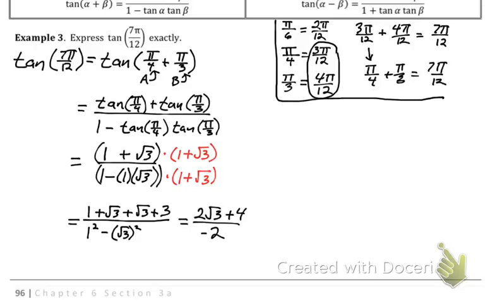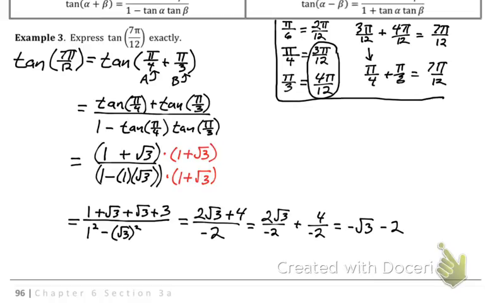We can go a little further. I'm going to break it apart. You can probably do it in your head, because it really is 2 square root of 3 divided by negative 2 and 4 divided by negative 2. So most of the time I don't split it apart, but we will for this case. So it'll be 2 square root of 3 divided by negative 2 plus 4 divided by negative 2, which is just going to equal negative square root of 3 minus 2.